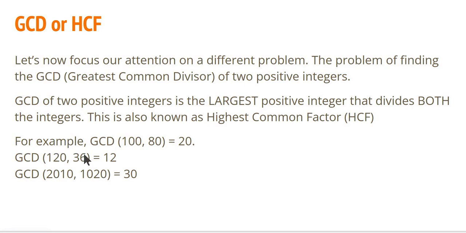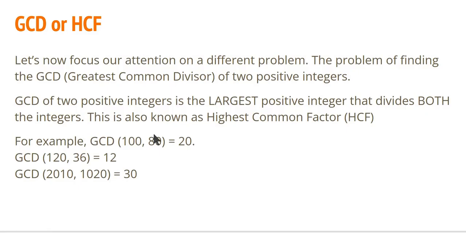Having spent some time thinking about prime numbers, and about algorithms to determine prime numbers or make a list of prime numbers, let's now focus our attention on a different problem which is actually related to prime numbers: finding the GCD of two positive integers. GCD is the greatest common divisor, which is the largest positive integer which divides both the numbers that we have, also known as HCF, highest common factor.